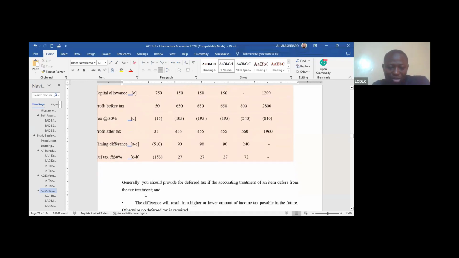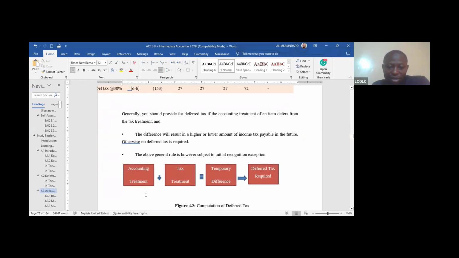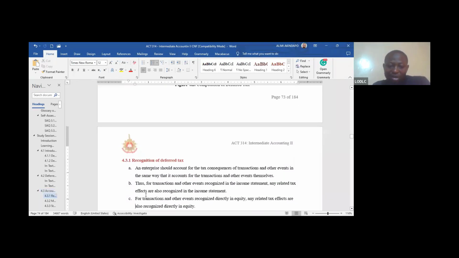So that is that about accounting treatment plus tax treatment equals temporary difference, which can be regarded as what deferred tax is required by. So how do we recognize deferred tax? That's the next line of action.